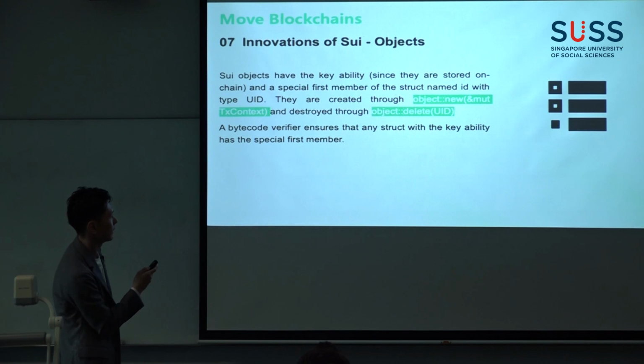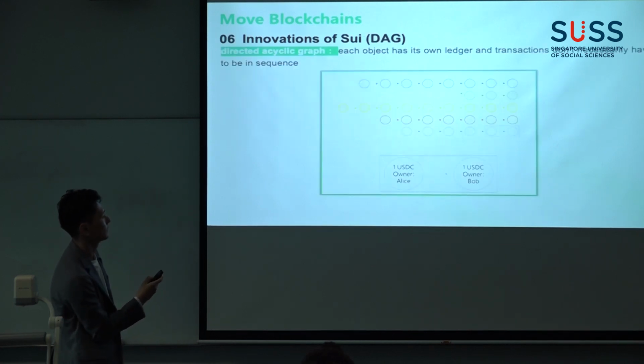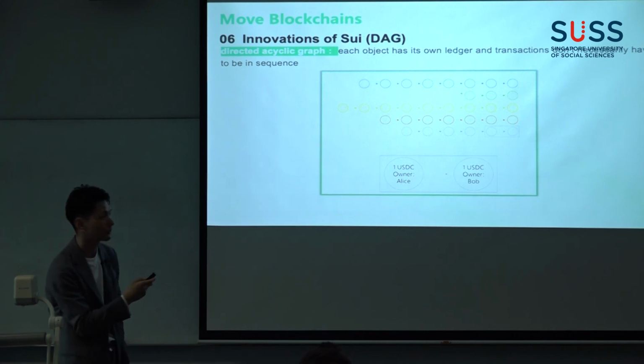The bytecode verifier will ensure that any struct with the key ability has the special first member. That means when you define an object, it must have the UID, which is essential in this model because every object is separated.